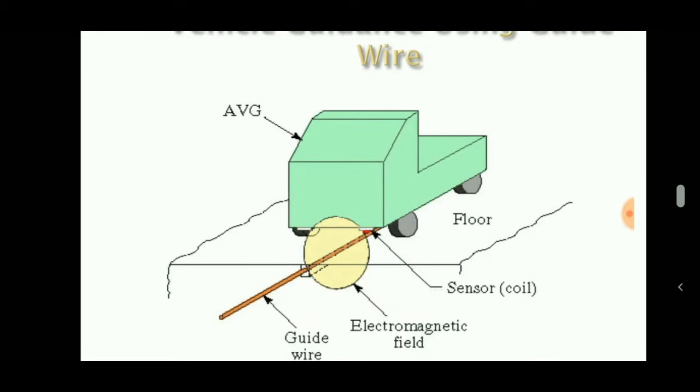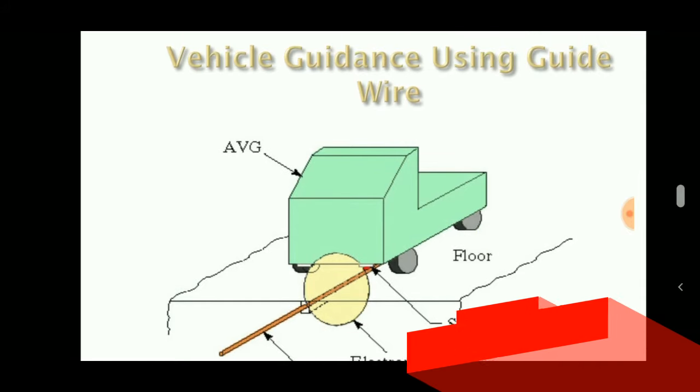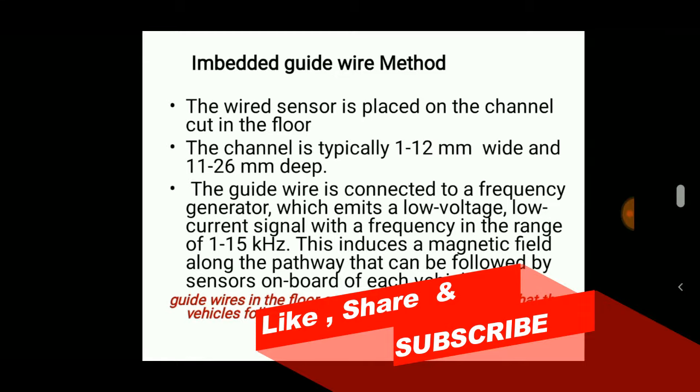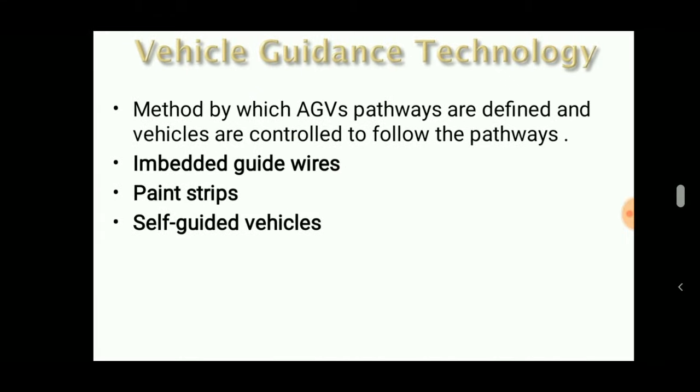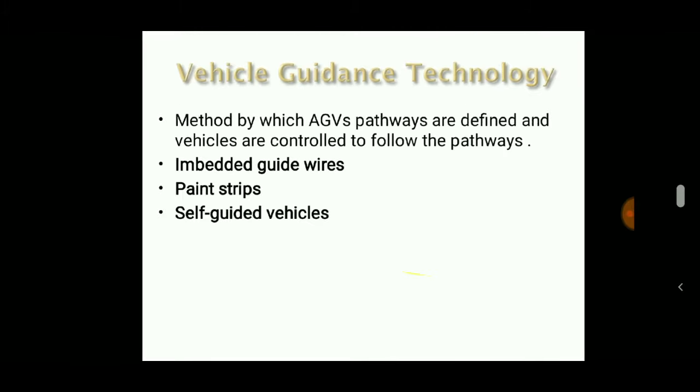Today we are going to discuss the vehicle guidance technology used in automated guided vehicles. So let's get into this video. There are three most important methods for vehicle guidance. They are embedded guide wires, paint strips and self-guided vehicles.